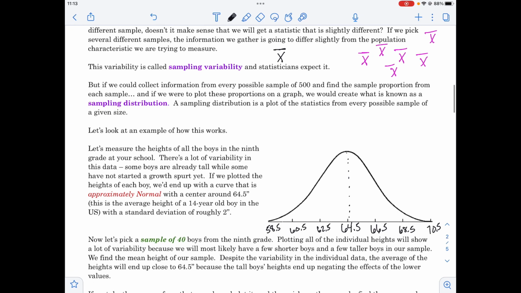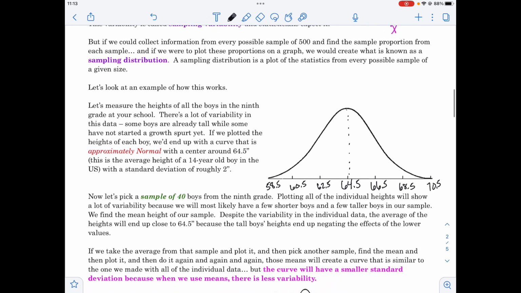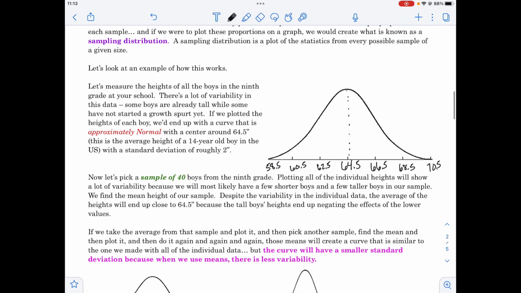Now, if we decide to take a sample of 40 boys from the 9th grade, and we do that repeatedly, over and over and over, and we plot, we're going to have some variability. But once we take all of those means from all the different samples, 40 one day, 40 another day, 40 another day, many, many, many times, and then average those together, we're going to end up very close to 64.5. Because tall boys' heights end up negating the effects of the lower values, obviously.